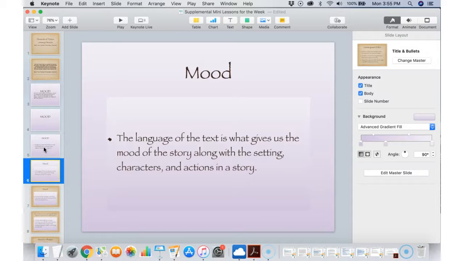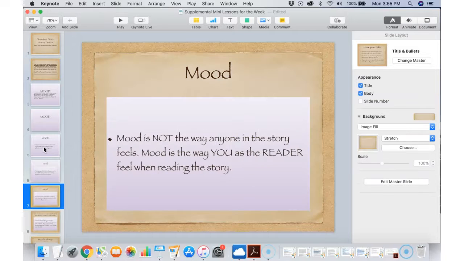The language used in a story, meaning the words, is what gives us the mood of the story. We often talk about stories in terms of settings and characters and the actions and the plot, but the way it all makes us actually feel is the mood. Mood is not the way anyone in the story feels. It's not the way the characters feel. It's the way that we as the reader feel when we're reading the story.